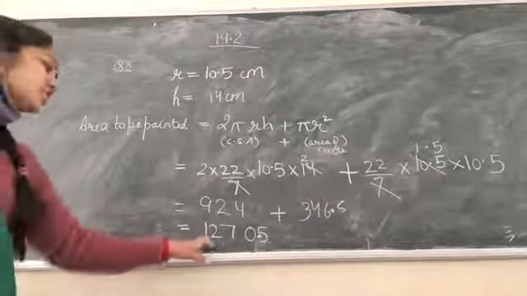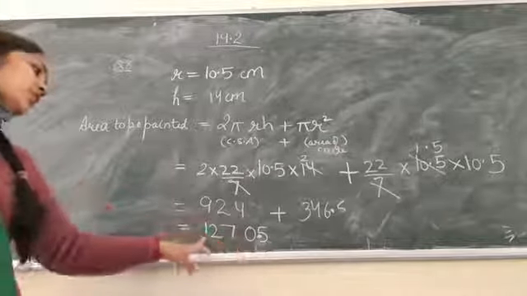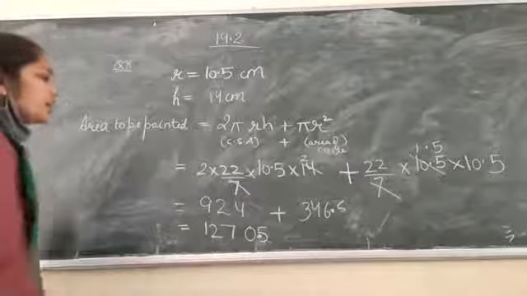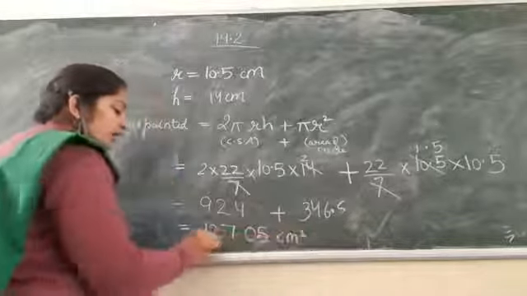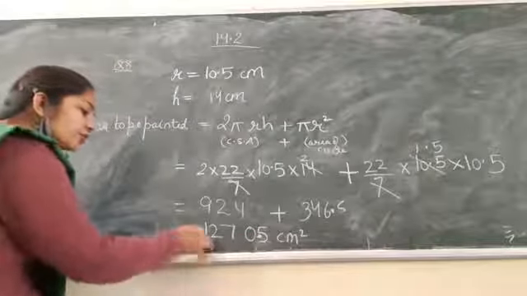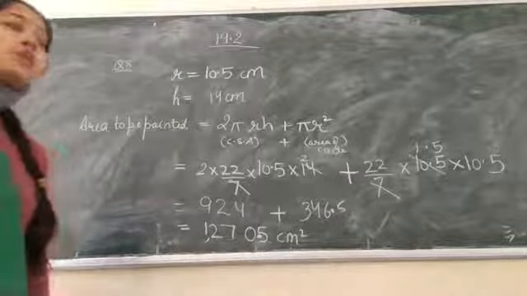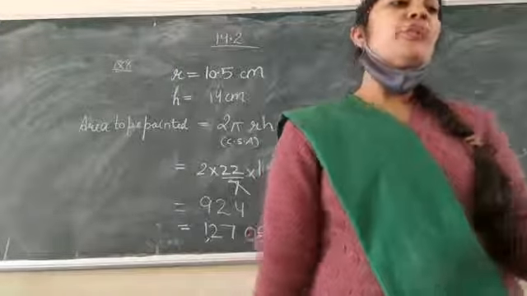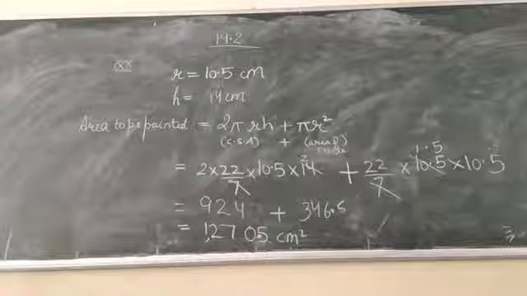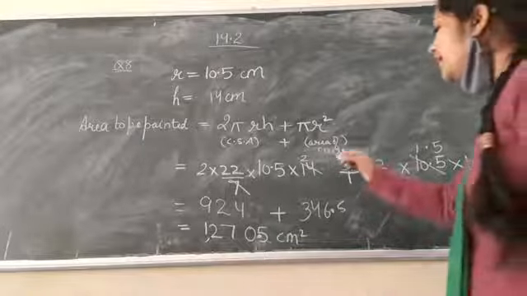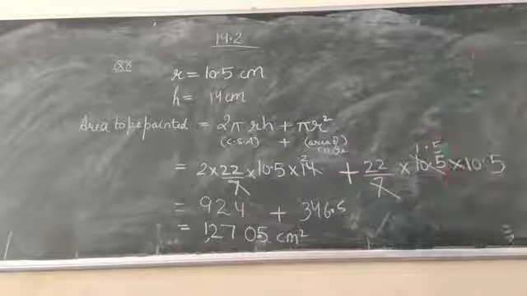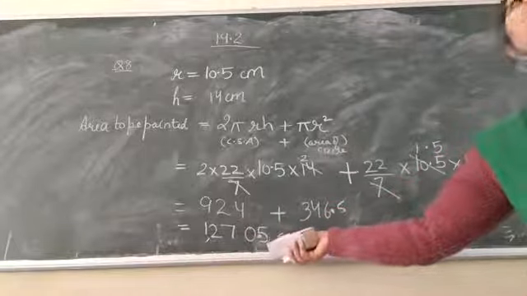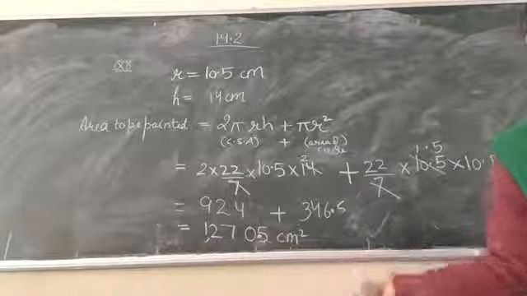So it's not 127.05, it's 1270.5, right? So this is the area to be painted. So area to be painted is 1270.5 centimeter square. Now in the question, cost of painting is given. They are saying that the cost of painting is rupees 10 per centimeter square. It means to paint 1 centimeter square, you have to pay rupees 10. And how much you want to paint? You want to paint 1270.5 centimeter square. So how much money you will pay?